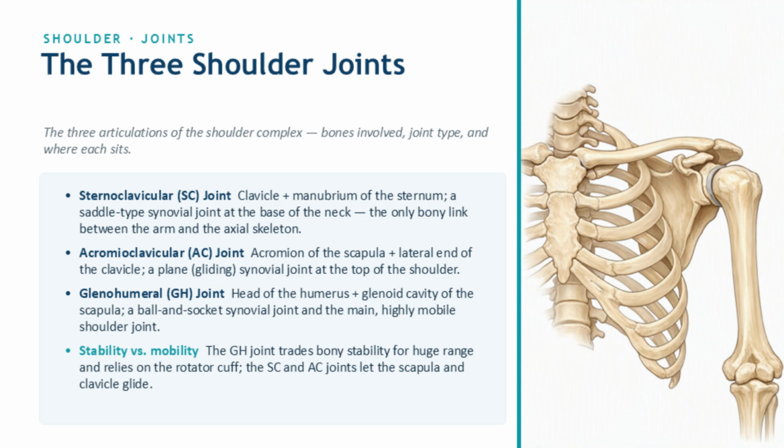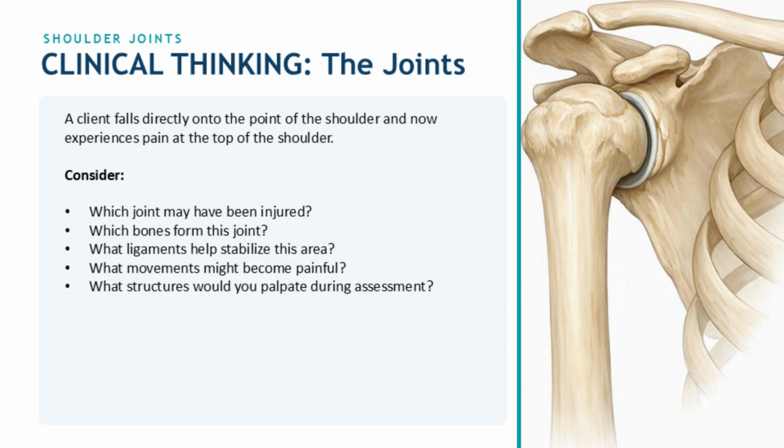Now, let's apply this anatomical knowledge to a clinical scenario. Clinical thinking, the joints. Imagine a client who falls directly onto the point of the shoulder and later reports pain near the top of the shoulder. As you evaluate this scenario, consider which structures may have absorbed the force of impact. Think about the joints involved, the bones that form those joints, and the ligaments that help provide stability. Consider which movements might reproduce pain and which landmarks would be most useful during palpation. Clinical reasoning begins with anatomy. The more familiar you become with these structures, the easier it becomes to identify possible causes of dysfunction.